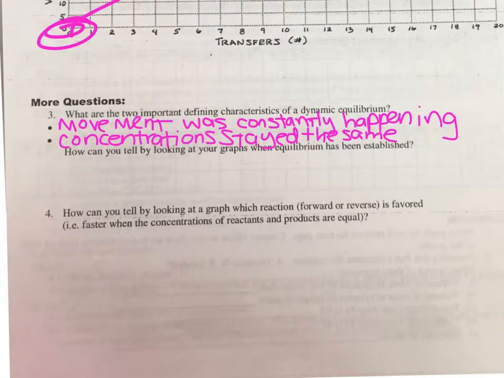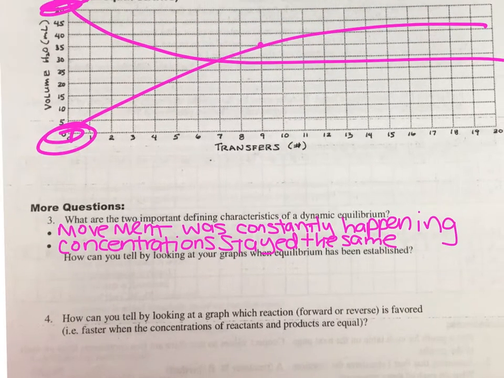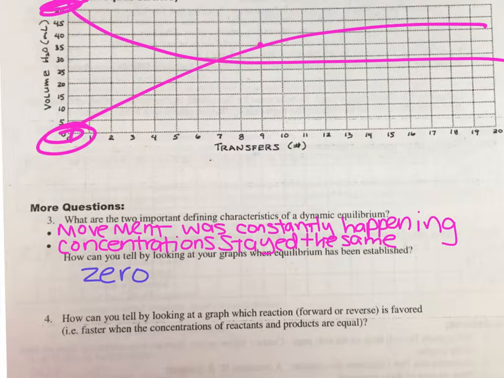How can you tell by looking at your graph when equilibrium was established? What did your graph do? It was after they crossed each other, but what did they do? They flattened out, right? So they all just went flat. So we could say zero slope. Do you guys know what that means if I say zero slope? Yeah. All right, so if you were to calculate it, it would literally come out to be 0. So zero slope, so a flat line. Okay, a horizontal line.